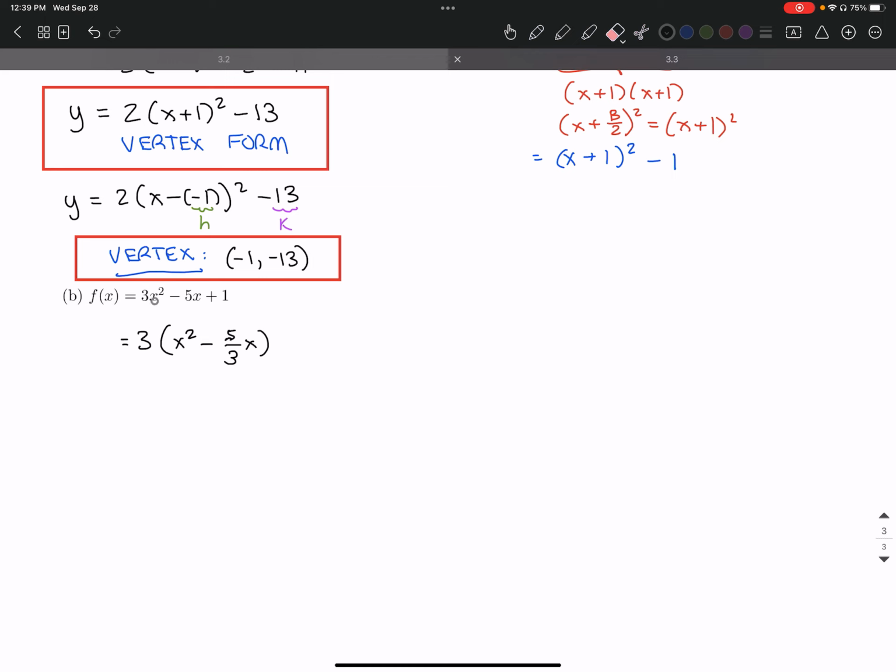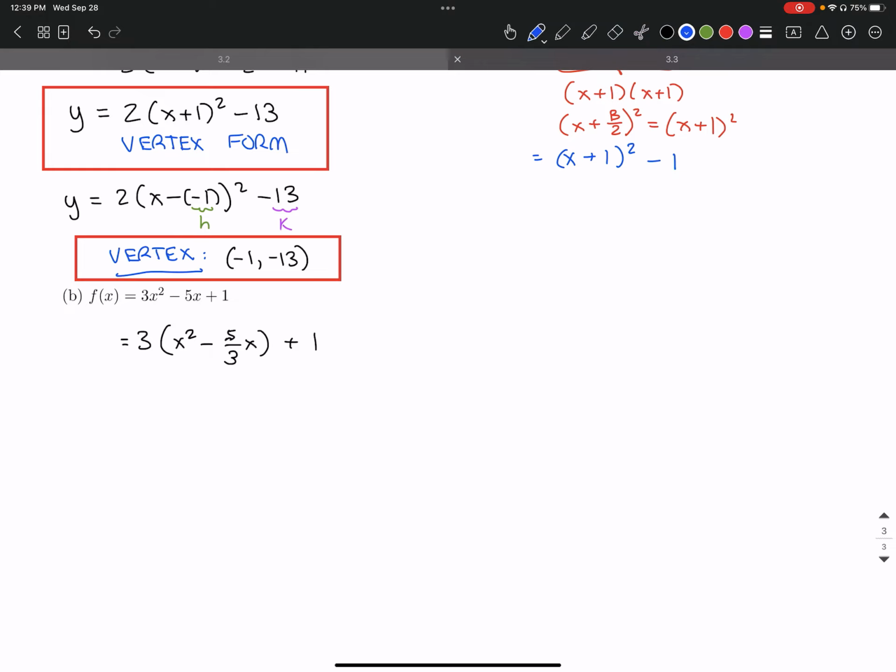Alternatively, when you take the 3 out, what gets left behind can be thought of as dividing each of these terms by 3. So 3x squared divided by 3 gives me the x squared, and minus 5x divided by 3 gives me the minus 5/3 x. It's an alternative way you can think of factoring out a number.